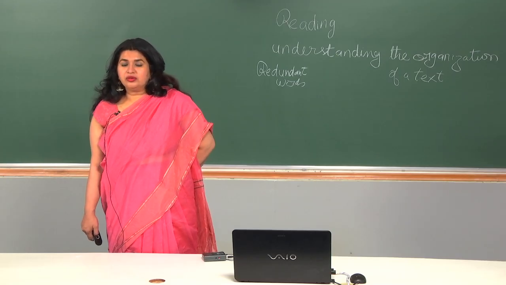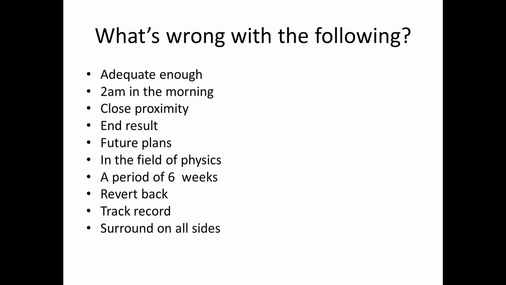So, you do not have to use the word future here. In the field of physics, someone has won the Nobel in the field of physics, you just have to say in physics, in economics, in English literature. A period of 6 weeks, 6 weeks should be enough, not a period.